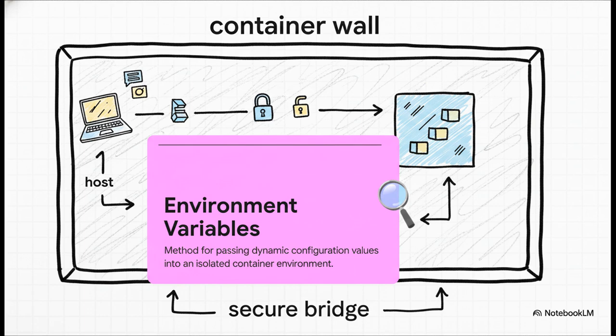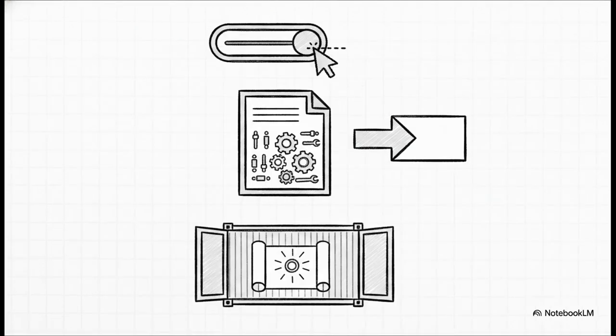That's why we use environment variables. They act as this secure little bridge to deliberately pass dynamic settings, stuff like API keys, database URLs, or log paths, right through those container walls. And you've got options here. You can throw an -e flag right into your startup command for a quick override.